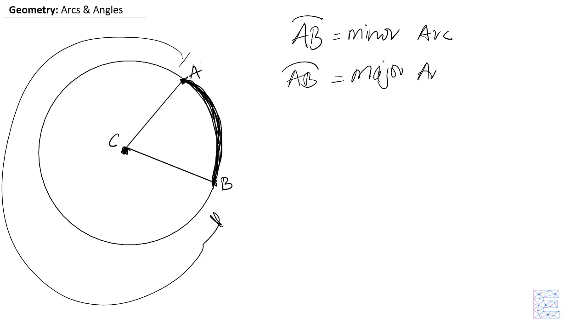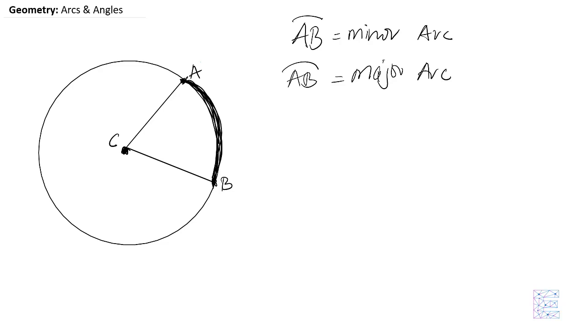So anytime you have two arcs, name the major one using 3 letters. That means we have to introduce another letter here. Why don't we just use D? That means the major arc would not just be named AB, we would have to name it ADB, arc ADB. So that's how we have major and minor arcs.